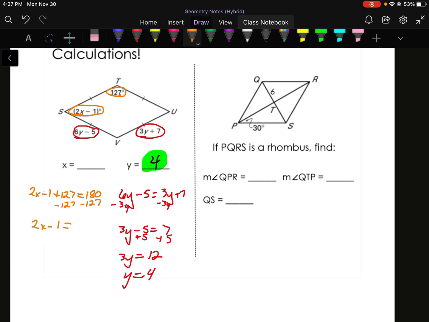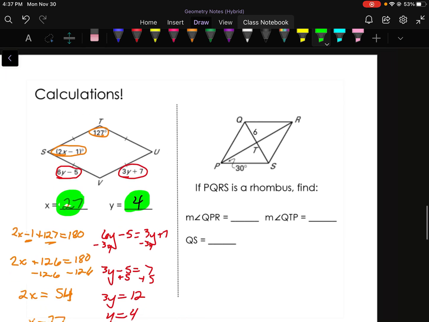2x minus 1 equals, I guess I could have done it the other way too. Let's combine these like terms here. 2x plus 126 equals 180. Then we'll subtract 126. It doesn't really matter, I guess, which way you go about it. But 2x equals 54. Whoa. Divide by 2, so x will equal 27.